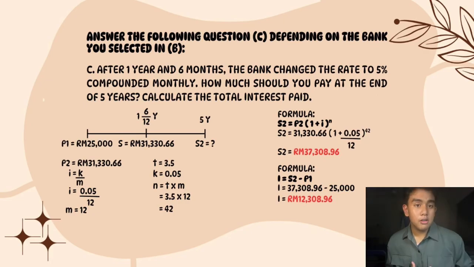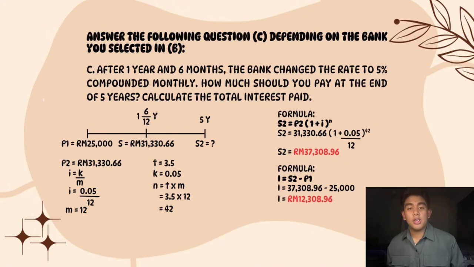So 5 years total minus 1.5 years equals 3.5 years at a new rate of 5% compounded monthly. After the first 1.5 years, the amount has grown to 31,330 ringgit 66 cent. This becomes our new principal, which is P2, for the next phase of calculation. Now, the bank changed the interest rate to 5% annually, compounded monthly.